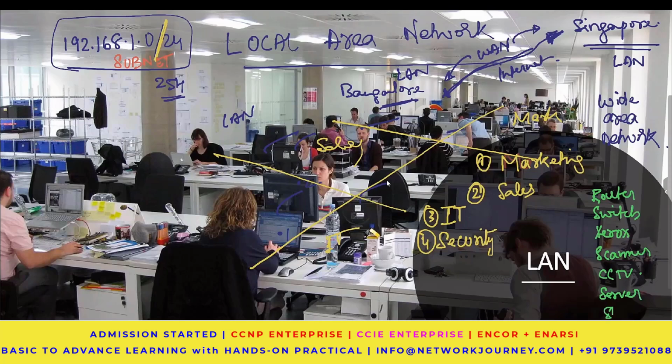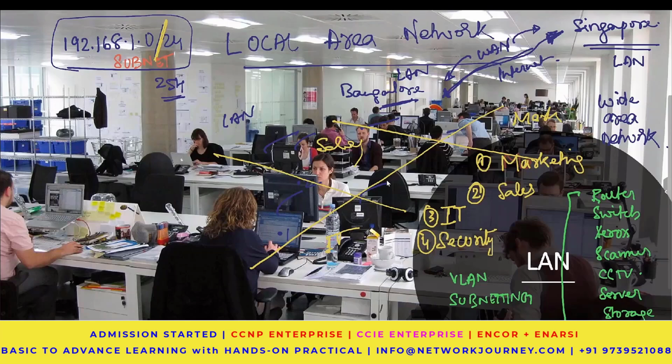And there will be the concepts of VLANs, subnetting, and port security. Then the L3 gateway has to be configured on the router. Okay, so this is from the LAN point of view.